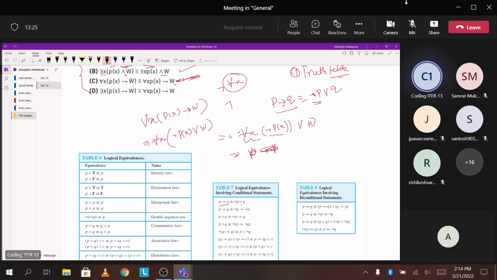Negation of for all x is there exists x. There is. Yeah, there exists x. So what we can do, we can just take the negation here. Okay, there exists x.